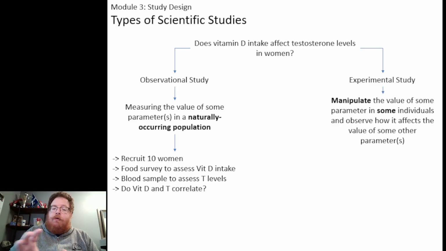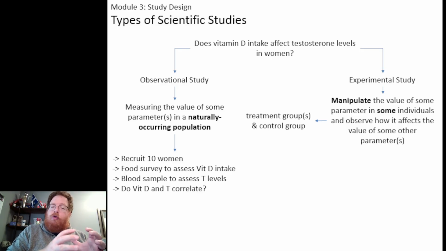Okay? So the big difference here is in observational studies, you're taking advantage of the naturally occurring variation that occurs within populations, and in the experimental study, you're manipulating some value within some members of the population, but not all. And so again, because you're doing this in some but not all, with an experimental study, you inherently have what we call treatment groups. These are the individuals that belong to the manipulated population, okay? And then you have control groups. And these are the individuals that have not been manipulated.